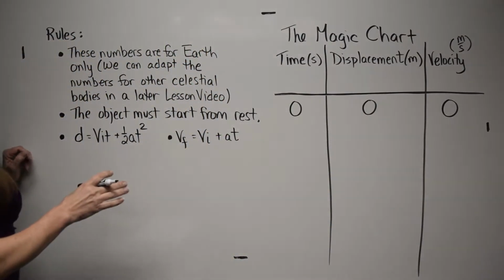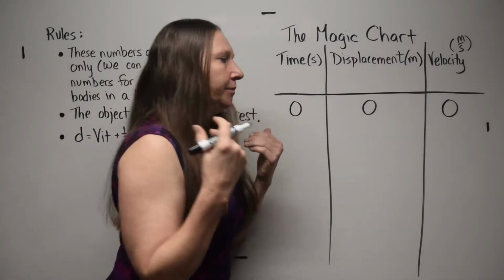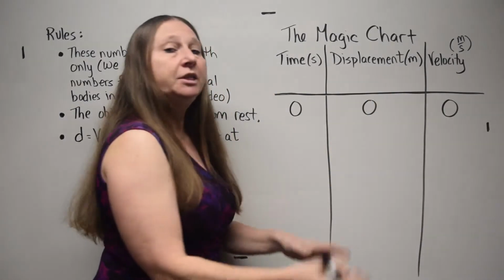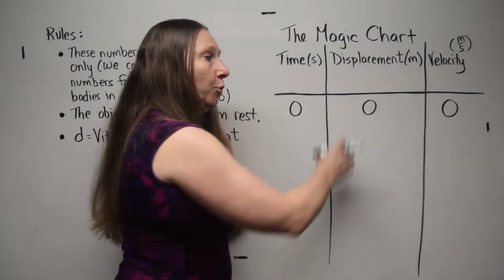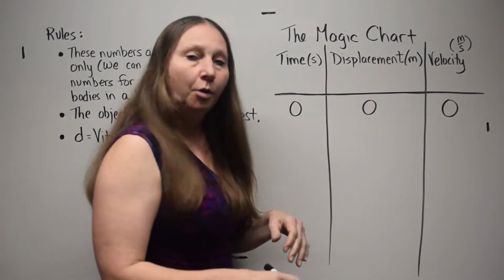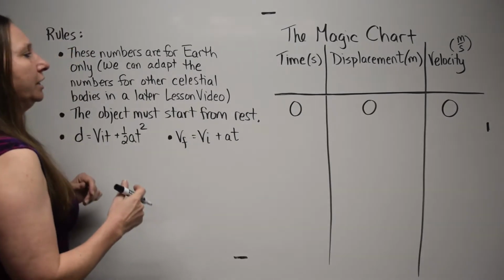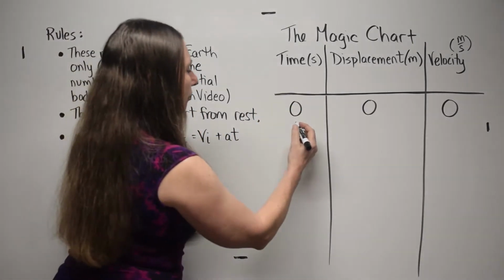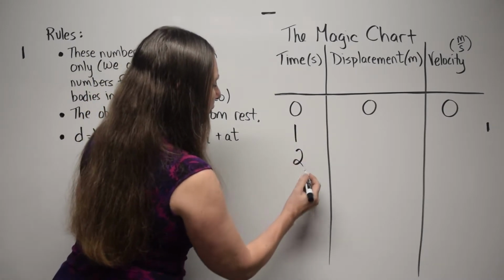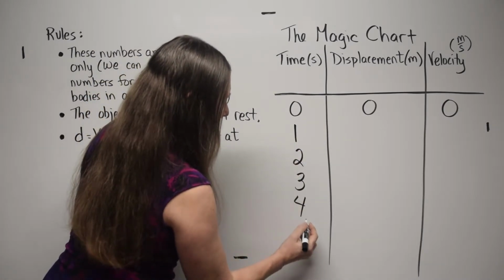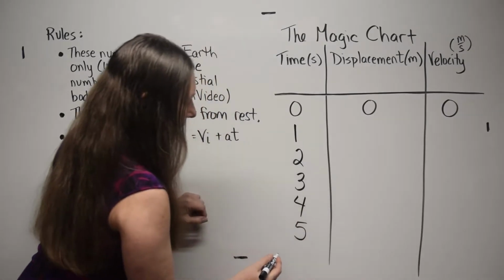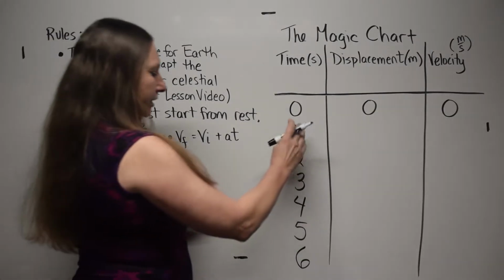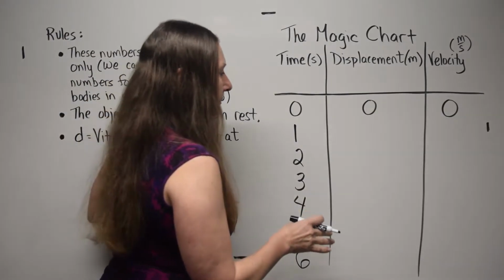Now, how did I calculate the velocities and the displacements in the previous section? Remember when we were doing the marble and the bowling ball? How did I do those calculations? Well, first of all, the time is very simple. The time is going to be 0 seconds, 1 second later, 2 seconds later, 3 seconds later, 4 seconds later. Let's go down to about 6 seconds later. Let's memorize down to about 6 seconds.